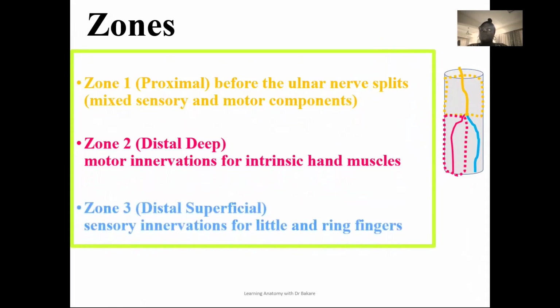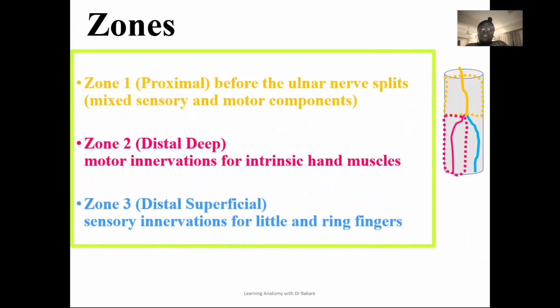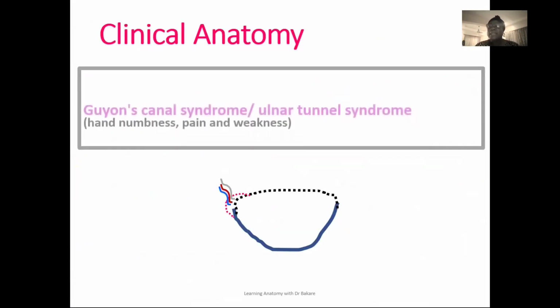While if you go more superficially, still around the distal region, we have the zone 3. And this is basically seen to provide sensory innervation for the little and also the ring fingers. And this is what is also carved out here in dotted blue. So you see that the different zones are created based on the bifurcation of the ulnar nerve. Now let's quickly look at clinical anatomy.